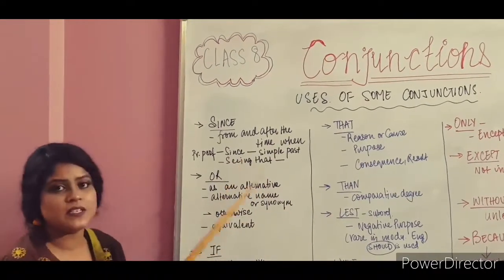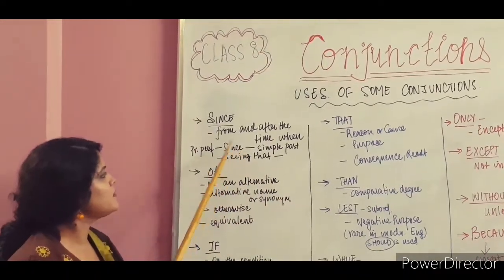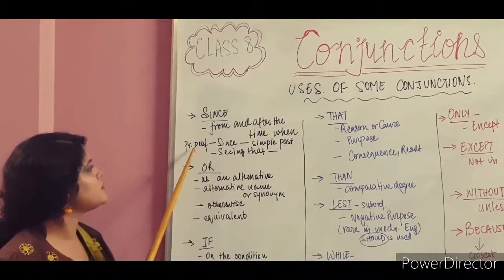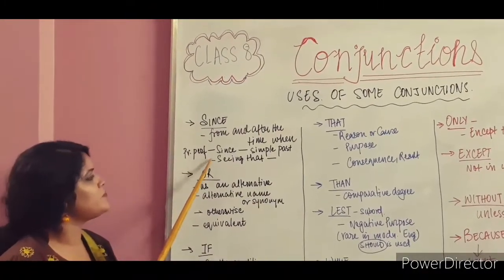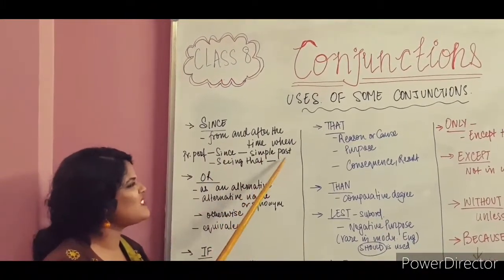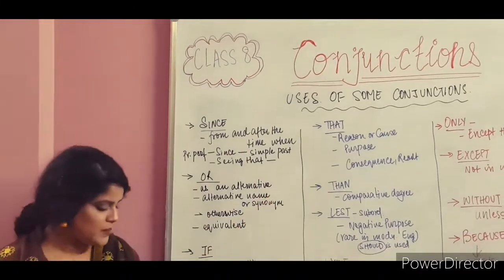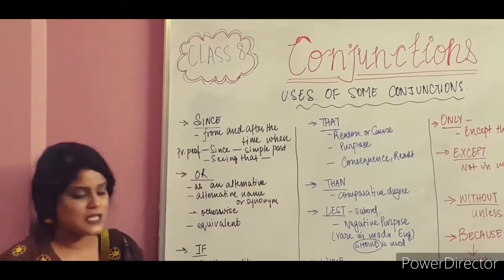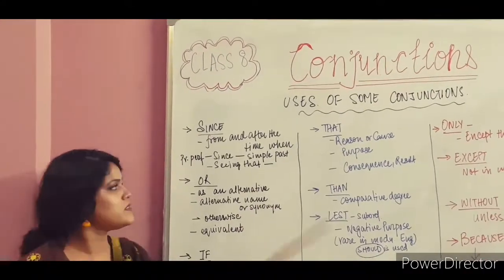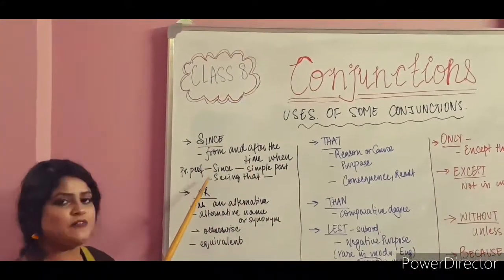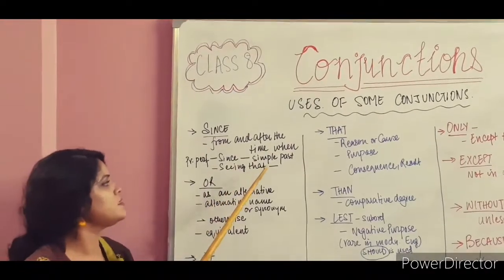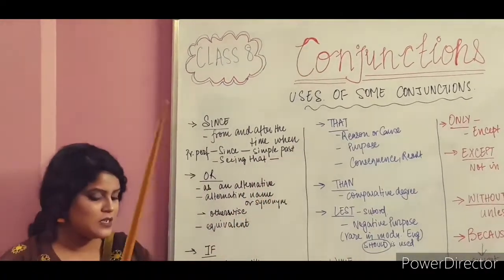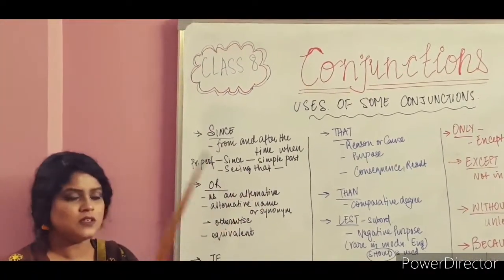So in this case, if you have to use since, then it should be preceded by a present perfect verb and followed by a simple past verb. See, many things have happened. It has to have a present perfect if since is used in this case, and a simple past after it. Since I left school.